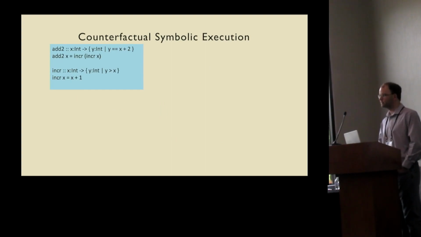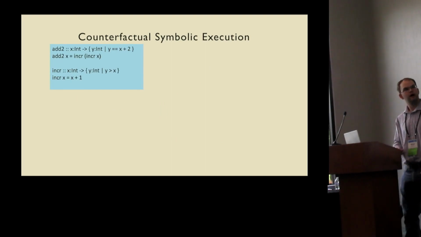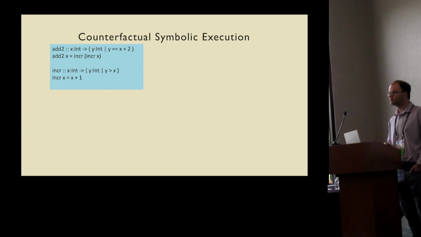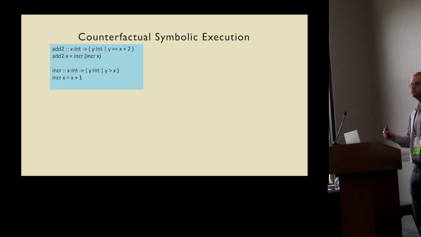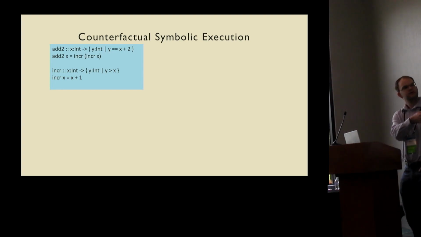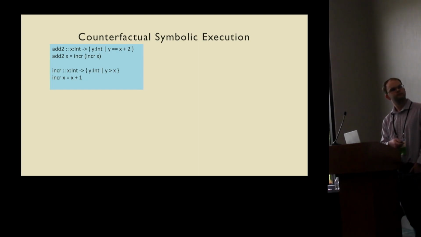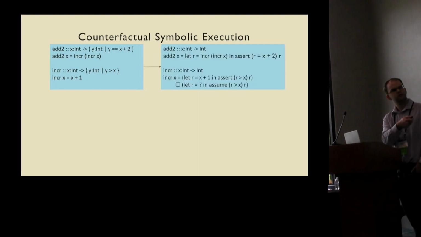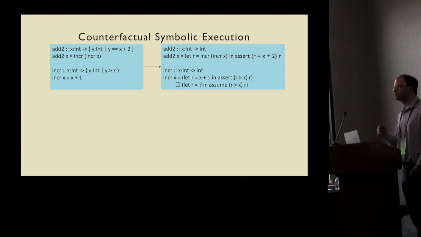In order to find both these kinds of counterexamples, we're going to use something that we call counterfactual symbolic execution. Counterfactual symbolic execution is going to do a bit of modification to this input code. So we're going to rewrite both of these functions a little bit. Add to, we're not doing much to. We're taking its definition, asserting that the specification of add to holds, and then calling the definition.